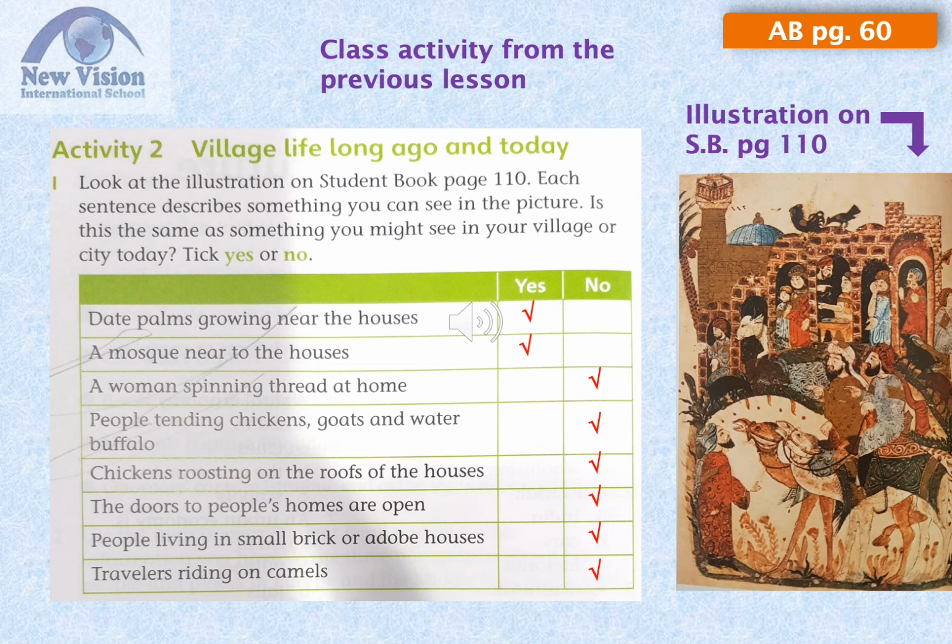Okay, next, people tending chickens, goats, and water buffalo. Of course, no. We cannot see people tending chickens, goats, and water buffalo. Okay, next, chickens roosting on the roofs of the houses. Maybe some of you have the answer yes, but some others have the answer no. Whatever your answer will be, you can write either yes or no. No problem. Okay, next, the doors of people's houses are open. Very good. No. Unfortunately, the people always close the doors of their houses. Now, next, people living in small brick or adobe houses. Very good. No. Now, people are living in beautiful big houses.